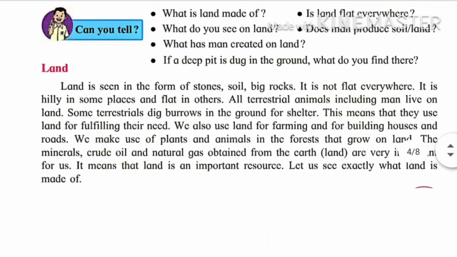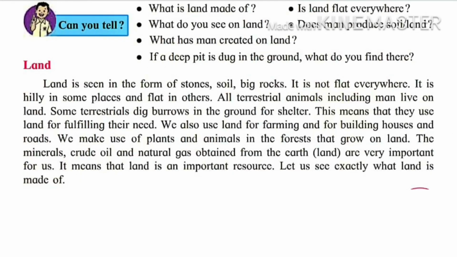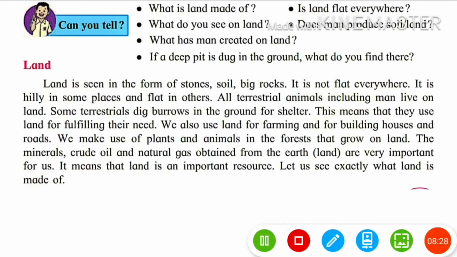We are moving to our next part, that is land. So, can you tell what is land made of? What do you see on land? What is man-made on land? If a deep pit is dug on the ground, what do you find there? Is land flat everywhere? Does man produce soil or land? No, we don't produce soil or land.